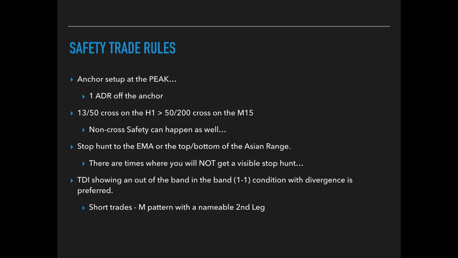On short trades, you're going to look for an M pattern with a nameable second leg. On long trades, you're going to look for a W pattern with a nameable second leg. You're not always going to get a nameable second leg pattern, but it's better that you do. If you don't get the nameable second leg, then you're just looking for a shift candle close above the 13, and standard TDI rule confirmations apply.